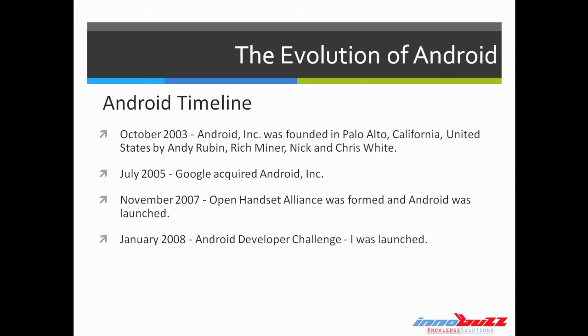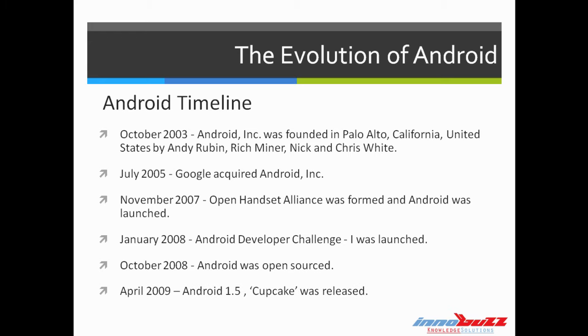In January 2008, the Android Developer Challenge was launched. In October 2008, Android was open source. By April 2009, Android 1.5, which was named as Cupcake, was released. Later, the other versions of Android, namely Donut, Eclair, Froyo, Gingerbread, Honeycomb, and Ice Cream Sandwich were released.